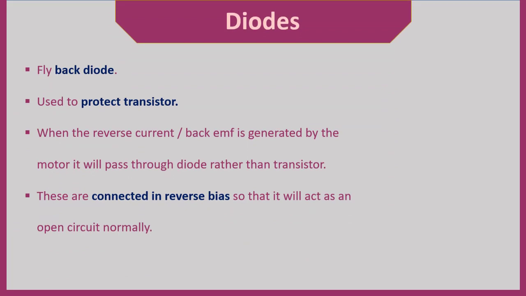The diodes that we use in our circuit are used as flyback diodes, and the flyback diodes are used to protect the circuit. These are connected in reverse bias in normal conditions. So when the current comes from the battery, it will act as an open circuit and no current flows through it. But when the reverse current or back EMF is generated by the motor, that current will pass through the diode, because that current could be very large and can damage the BJT. So it will pass through the diode instead of passing through the transistors.